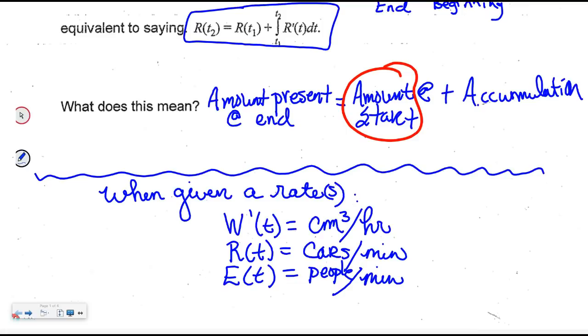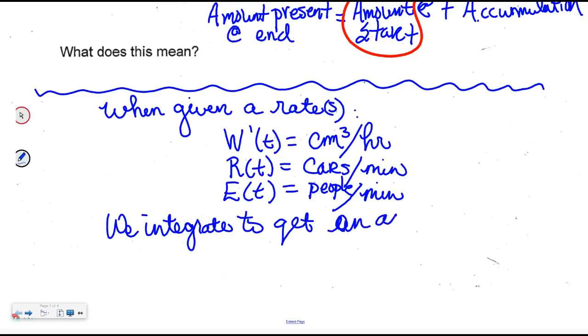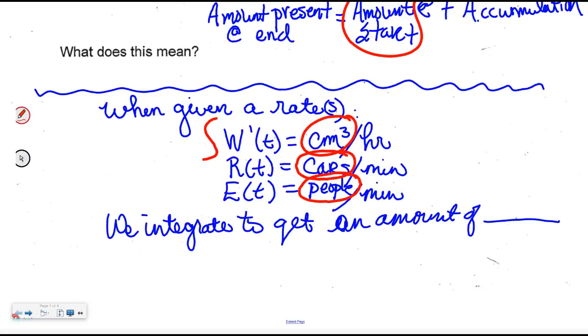So when we're given the rates of change, it's really important that you understand that we integrate to get an amount of, and I'm going to put blank, it depends on the situation. The amount or volume of water that's leaked out, the amount or number of cars that went through the intersection, the people who left the theater. So if I were to integrate this, I'd get centimeters cubed. If I integrate this, I would get cars. If I integrate this, I would get people.